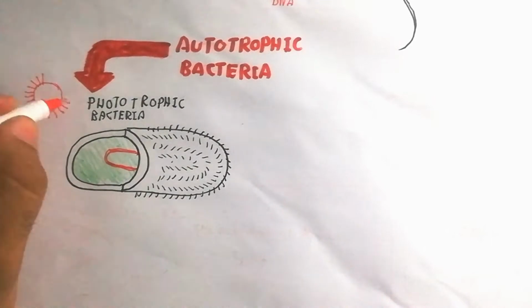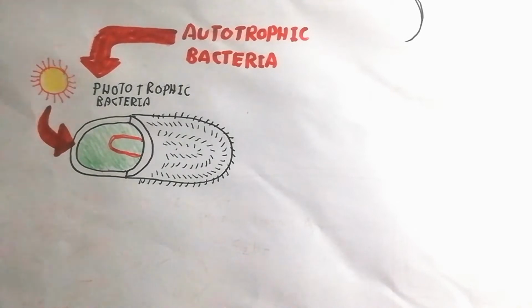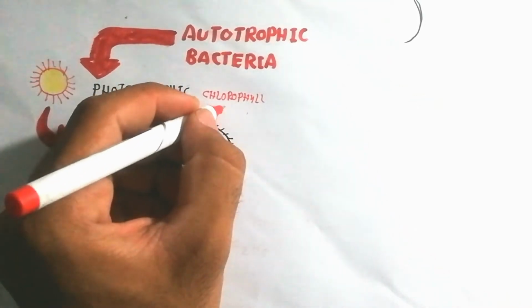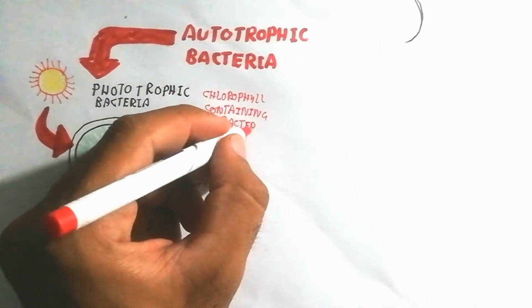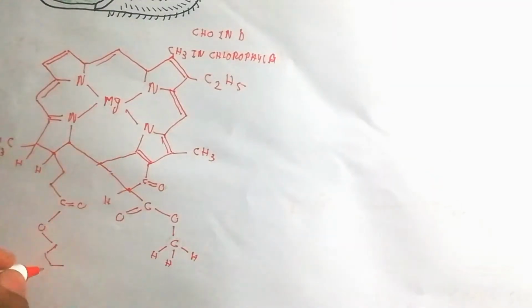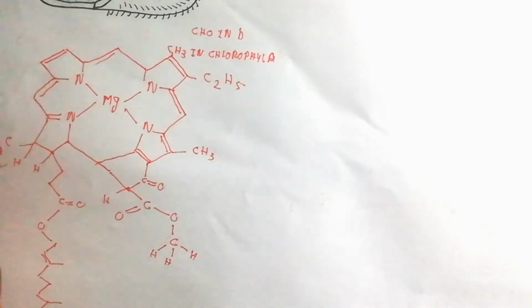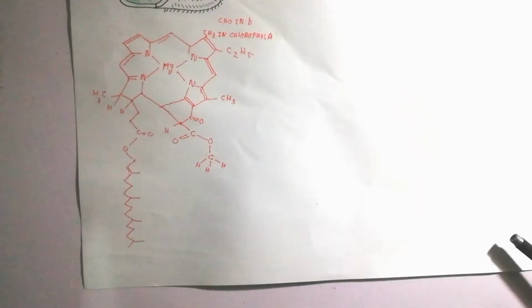Here the green pigment is inside the plasma membrane. Cytoplasm contains chlorophyll, and this chlorophyll contains magnesium as the central element, and here is the chlorophyll containing bacteria. The chlorophyll has a head. Here is the magnesium central part, and here is the head, which contains chlorophyll A and chlorophyll B, and the difference is a methyl group or a carbon hydrogen oxygen hydrocarbon group.